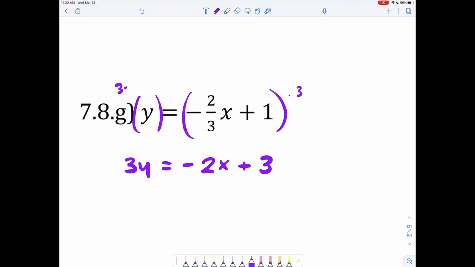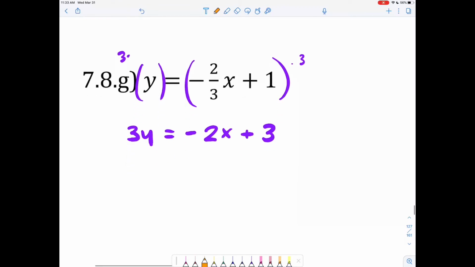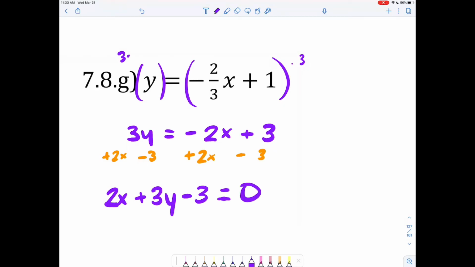And now I could choose to move things over to the other side. Because my coefficient of x is negative, I'm going to add 2x to both sides, which means I'm also going to subtract 3 from both sides to move everything from the right to the left. So I end up with 2x plus 3y minus 3 equal to 0.